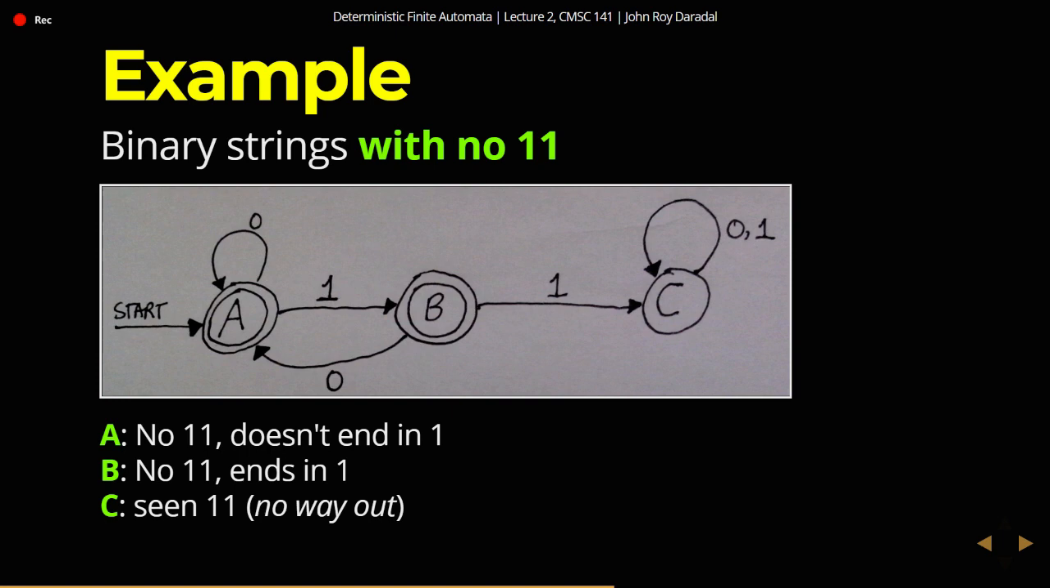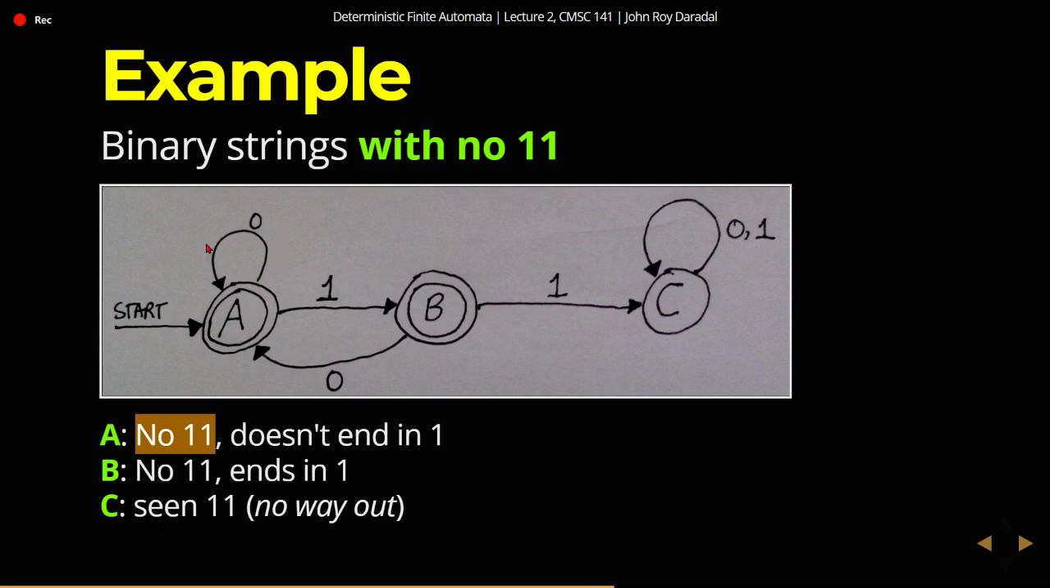So let's take a look at our next example, which is binary strings with no 1, 1. So our goal is not to see 1, 1 as a substring. Okay, so at the start, if we haven't seen anything yet, so meaning it's just the empty string, then we could already accept that one, right? Because that state hasn't seen 1, 1 yet. So that is already an accepting state.